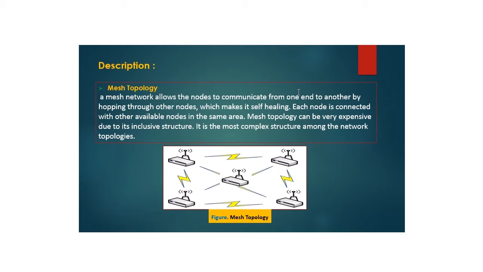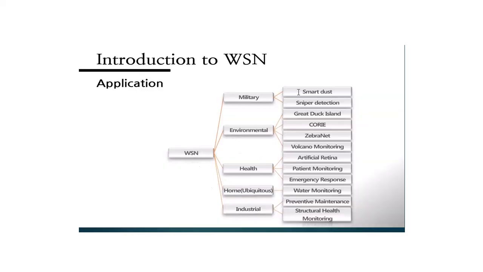The last one is mesh topology. In mesh topology, nodes communicate directly and bidirectionally with one another, with each node connected to the other available nodes in the same area. Mesh topology can be very expensive due to its inclusive structure, and it is the most complex among the network topologies.